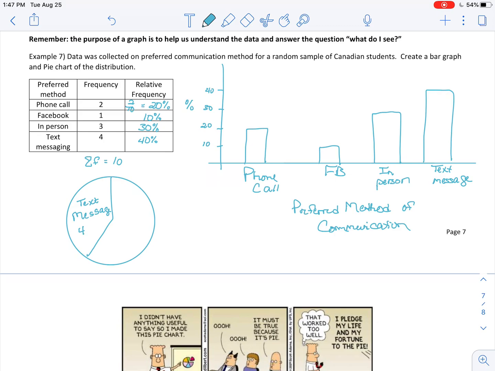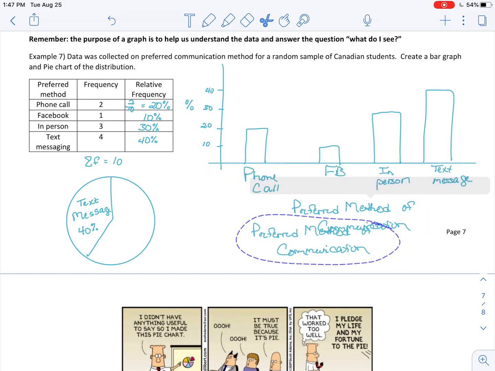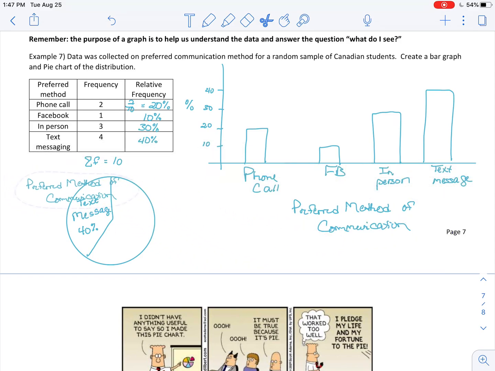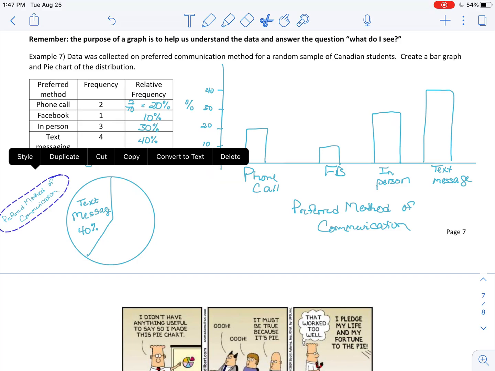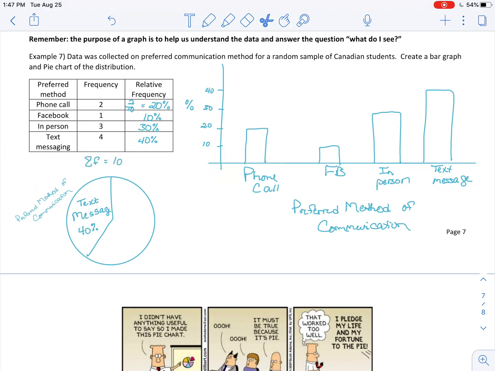So 40% preferred a text message. And again, as always, you are supposed to label your graphs. So this is the preferred method of communication. And then I would have 30% of my graph.